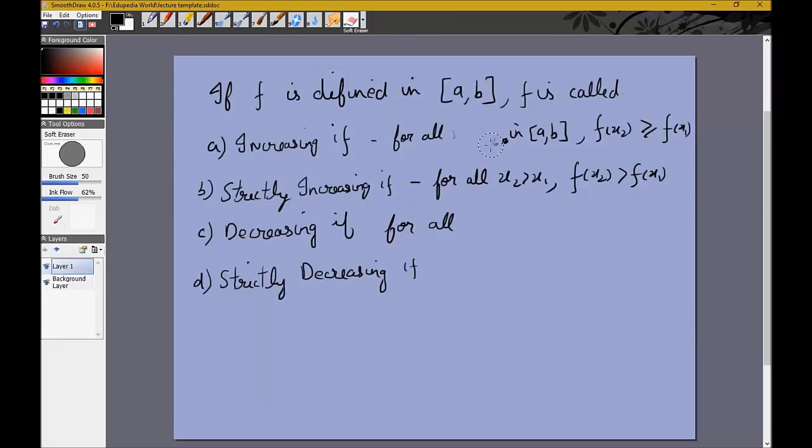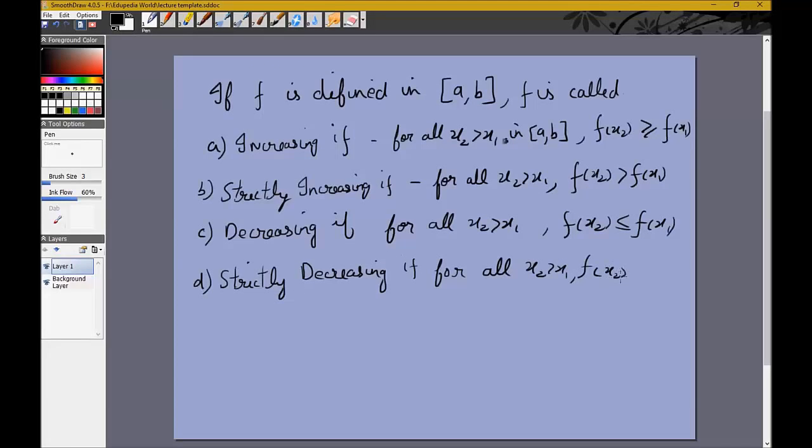So they both need to belong to a comma b, but the other condition is x2 is greater than x1. For all x2 greater than x1, f of x2 less than or equal to f of x1, and strictly decreasing if for all x2 greater than x1, f of x2 is less than f of x1. Right. So these are the four conditions for a function to be increasing, strictly increasing, and so on.